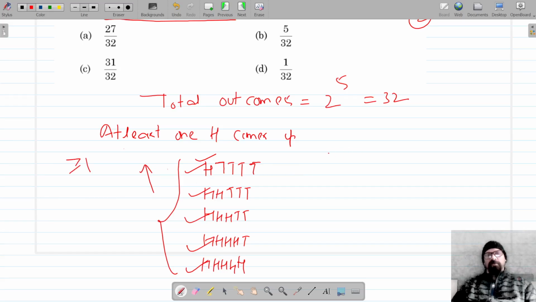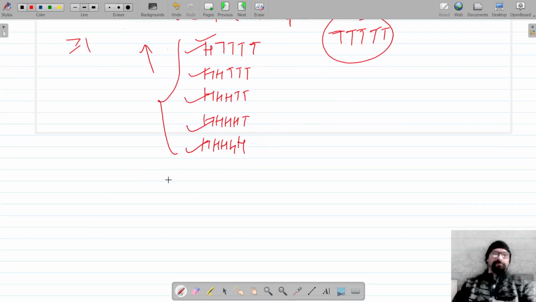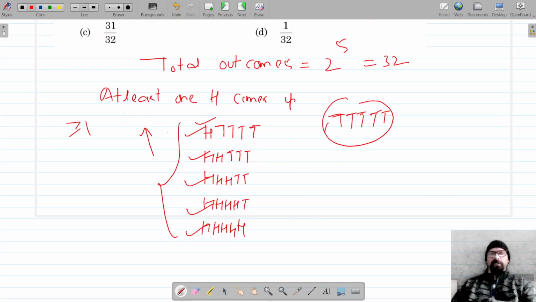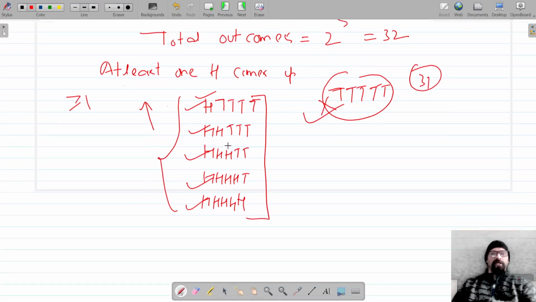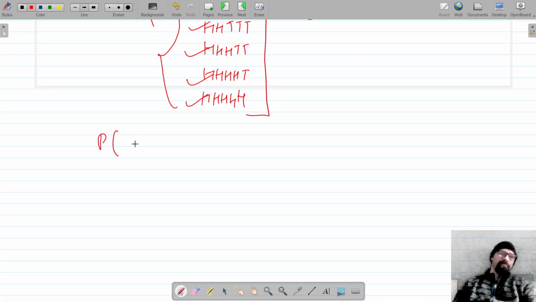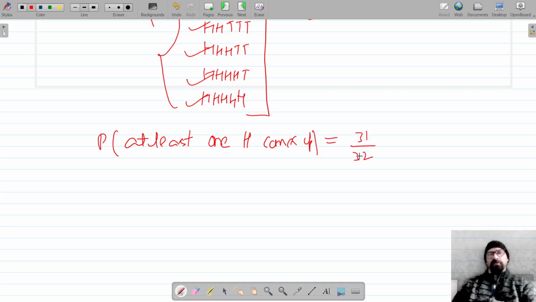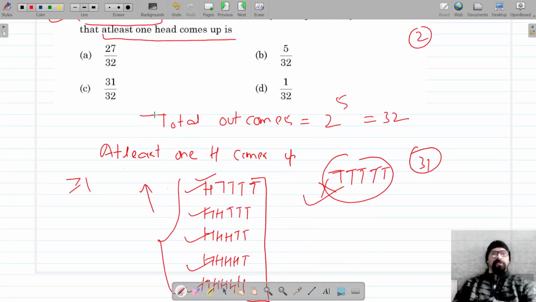Now the only case where the head will not come up is the case when we have all 5 tails. So if we remove this, we are left with 31 such outcomes where we have at least one head. That means the probability of at least one head coming up is 31 cases out of a total of 32. So 31 by 32 means that C is the correct option for this one.